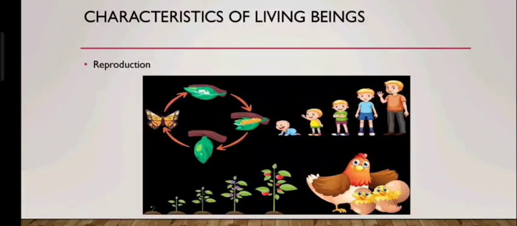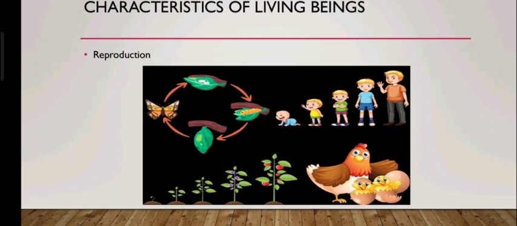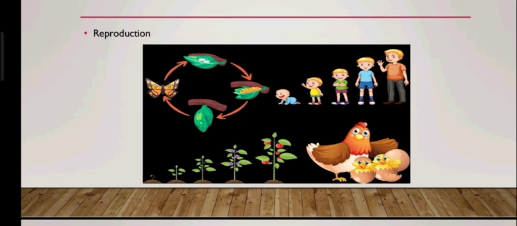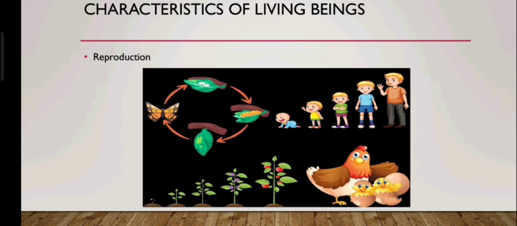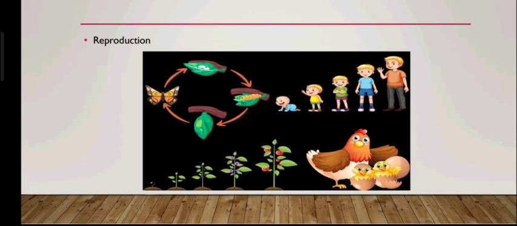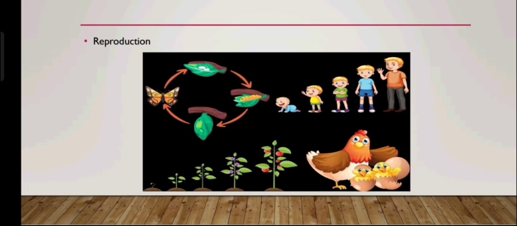So the next characteristic is reproduction. What is reproduction? It is a process by which a living organism produces new offspring. Different types of reproduction are there: asexual reproduction, sexual reproduction, vegetative reproduction. All living organisms reproduce. Mammals like man, dog, cow reproduce by giving birth to their young ones, while on the other hand, lizards, birds, insects lay eggs.